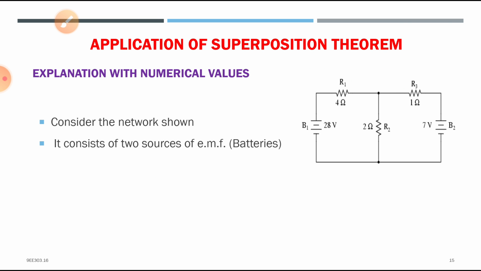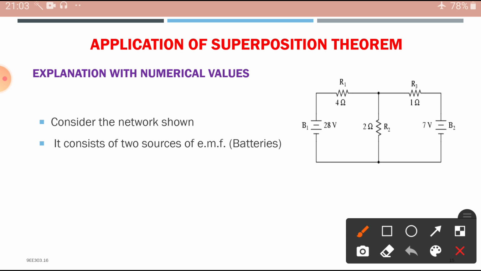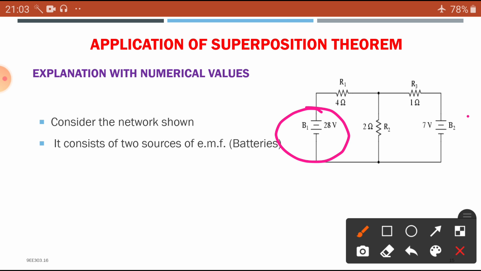Okay, now let us apply the superposition theorem for this one. Dear students, you can see here the source value is given, and R1 is equal to 4 ohms, R2 is equal to 2 ohms, and R3 is given as 1 ohm. Practical values are given.